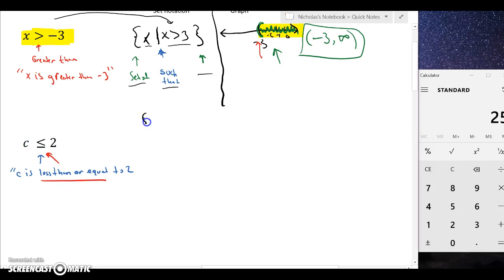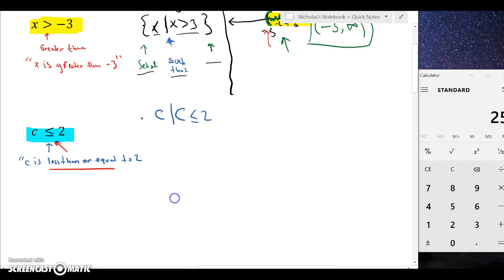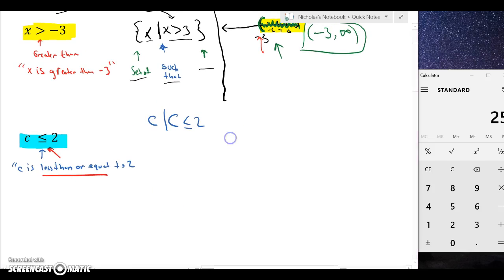We're going to take the answer we got. So let me go ahead and highlight that. We're going to bring it over here and put C is less than or equal to 2. We're going to put a bar in front of that, and we used the letter C, so C in front of that. And then we're going to put some squiggly brackets around it. And that's it. That's the set notation.